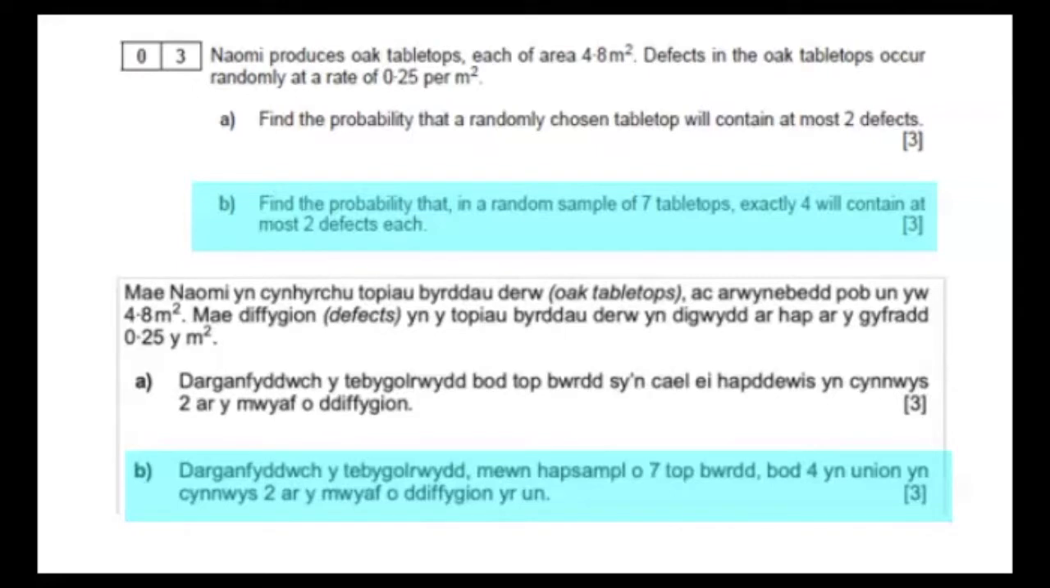Now let's look at part B. Find the probability that in a random sample of 7 of these tabletops, exactly 4 will contain at most 2 defects each. Although part A was about the Poisson distribution, part B is about success or failure. This is the binomial distribution. We will either get exactly 4 of such tables, or we will not, success or failure.